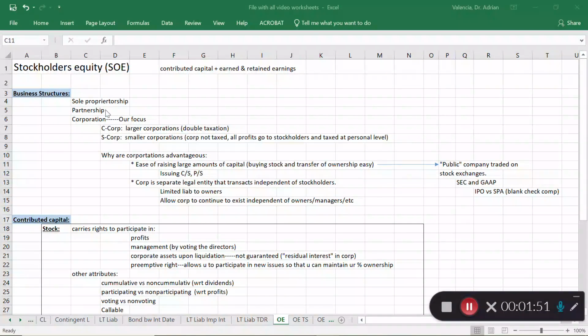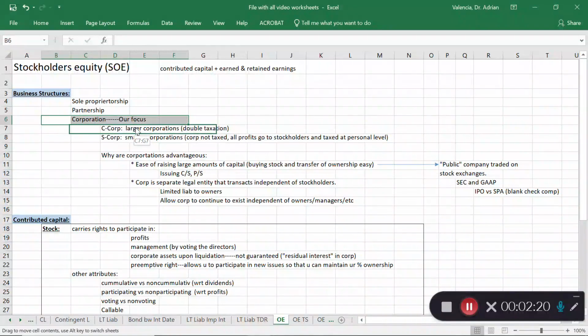Another possibility is to form a partnership where you have 2 or 3 individuals that are the owners of the company. And then at the other extreme is the corporation. This is what we're going to be focusing on right here. And there's a lot of reasons why the corporate structure is a preferred structure for businesses. And we'll talk about that a little bit. Well, actually, let's just talk about it right now.